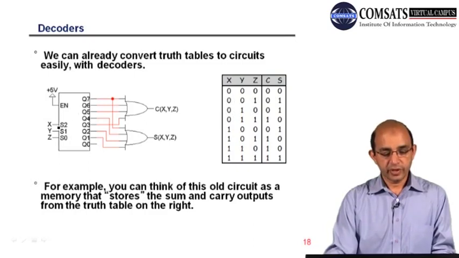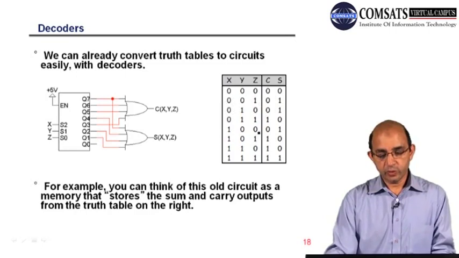So we have three input lines, right? So one line has to be selected at a time, right? So here you can see that we have S0, S1, and S2, right? And here we have the outputs starting from 0 till 7, right? So this is the same truth table for carry and a sum, right? So we have to add those bits, right? This is the carry and this is the sum.